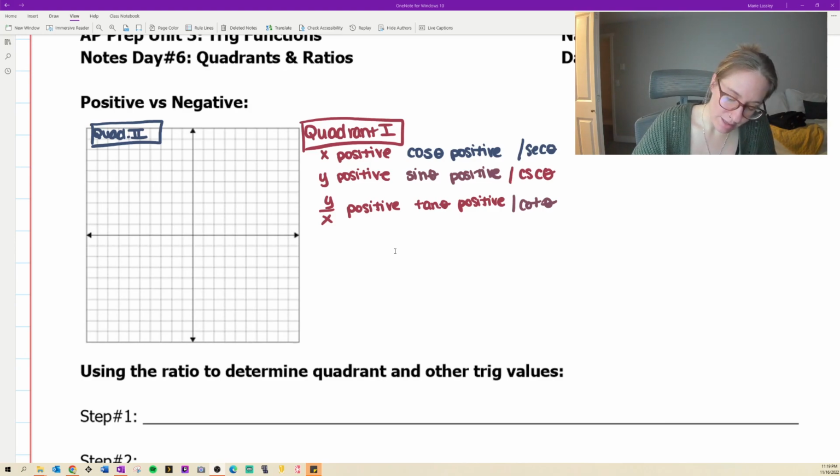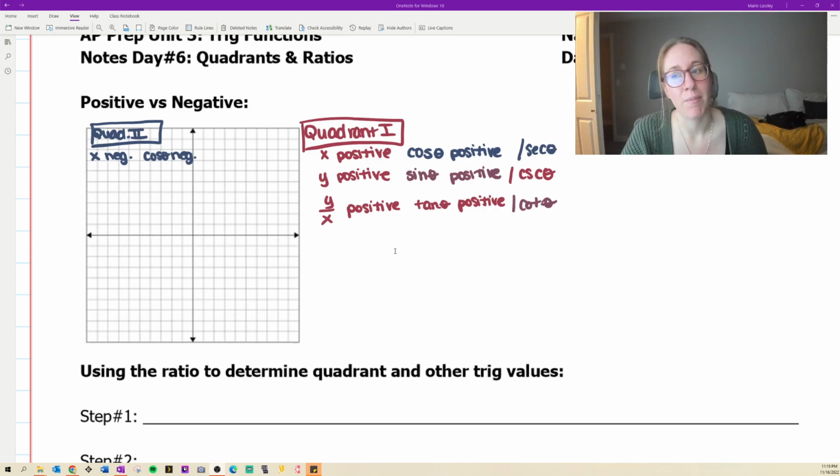All right, so in this quadrant, x is negative, which means cosine is negative, which also means secant is negative. I'm not writing it. Just know that cosine and secant go together, sine and cosecant go together, tangent and cotangent go together. You don't need to think of them separately except their values. But really their values aren't that separate. They're just reciprocals of each other. So x is negative, therefore cosine is negative.